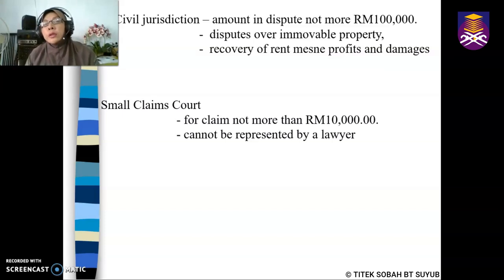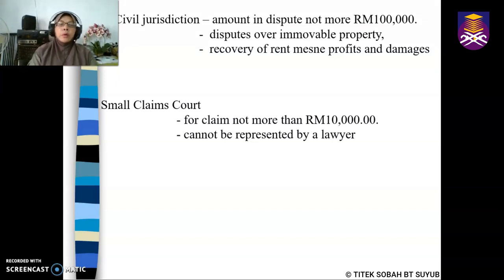And what is the civil jurisdiction of a magistrate court? A magistrate court can hear cases whereby the amount in dispute is not more than 100,000 ringgit. And if this is with regard to immovable property, let's say with regard to rent, if you combine the rent for 1 year, it cannot exceed 100,000 ringgit.